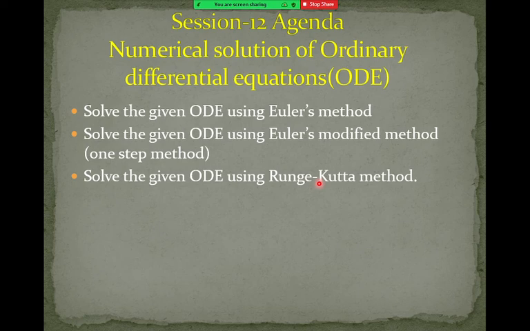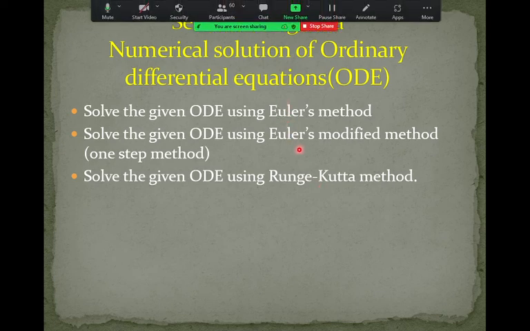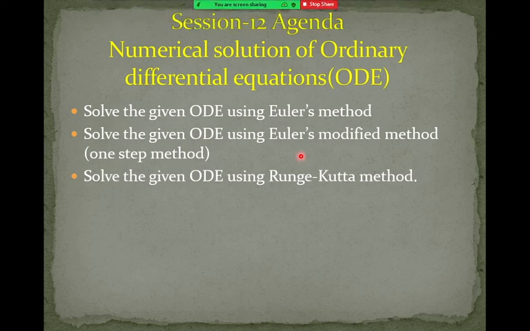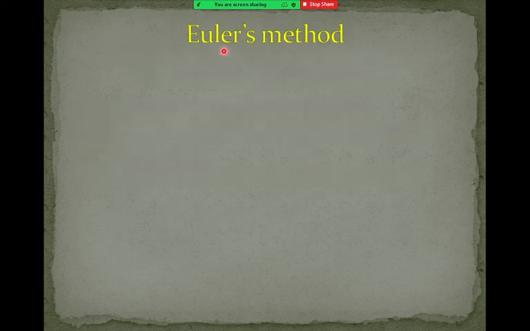We started with Picard's method, then two methods by Euler: one is Euler's method and another is the modified method. Obviously, as the name suggests, the modified method is better than the normal method and gives us more accuracy. The Runge-Kutta method also gives a good accurate answer. All three methods of today's session are completely numerical methods; nowhere is calculus or integration required. So let me start with the first method, Euler's method.